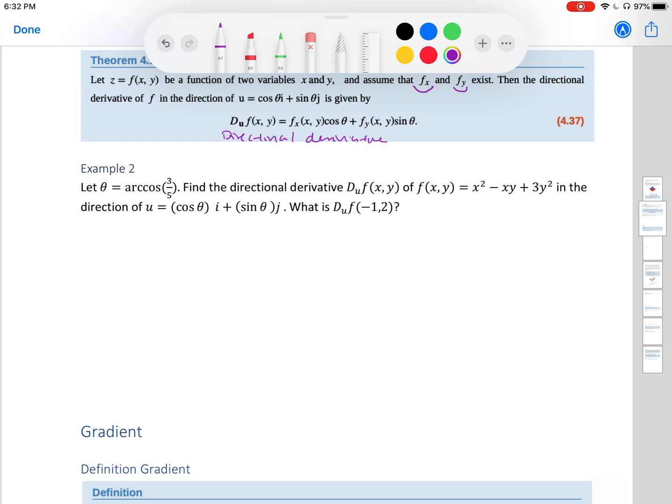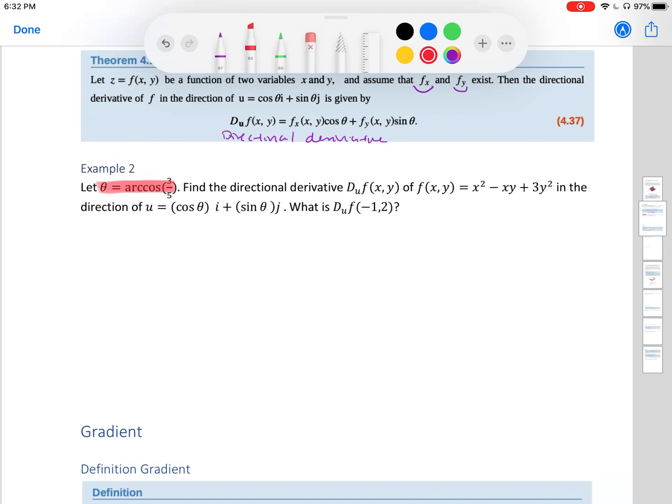Let theta equal arc cosine of 3 over 5. Find the directional derivative of f of x comma y equals x squared minus xy plus 3y squared in the direction of u equals cosine theta i plus sine theta j. What is the directional derivative of f at negative 1 comma 2? Okay, so that piece of information is given.